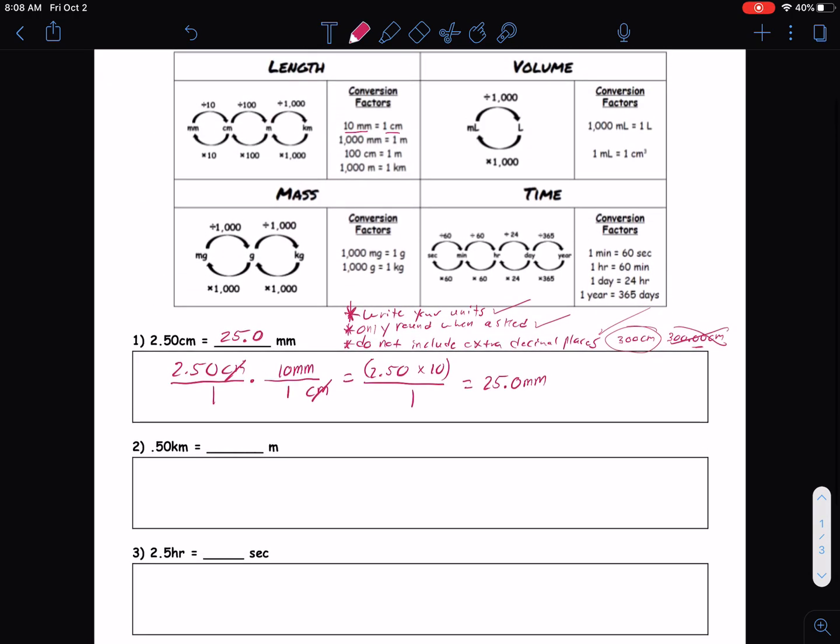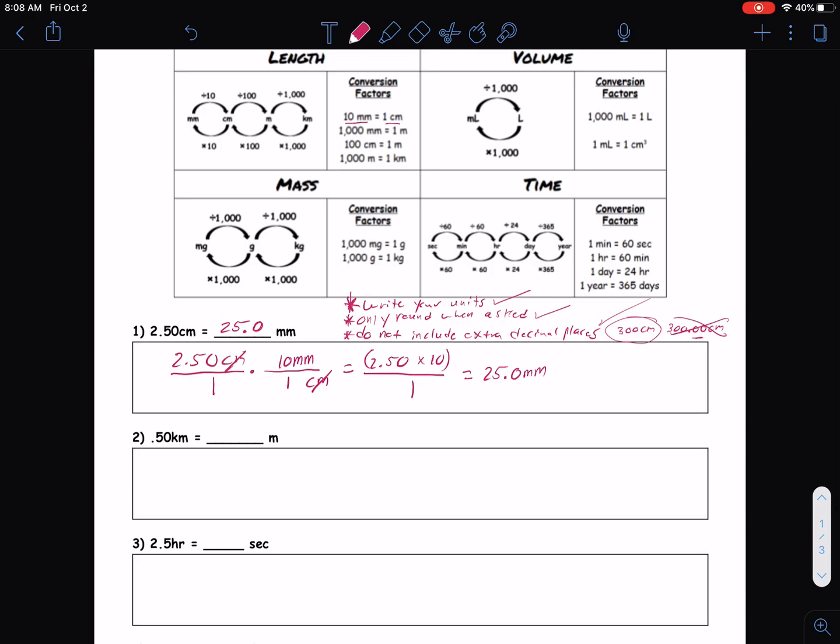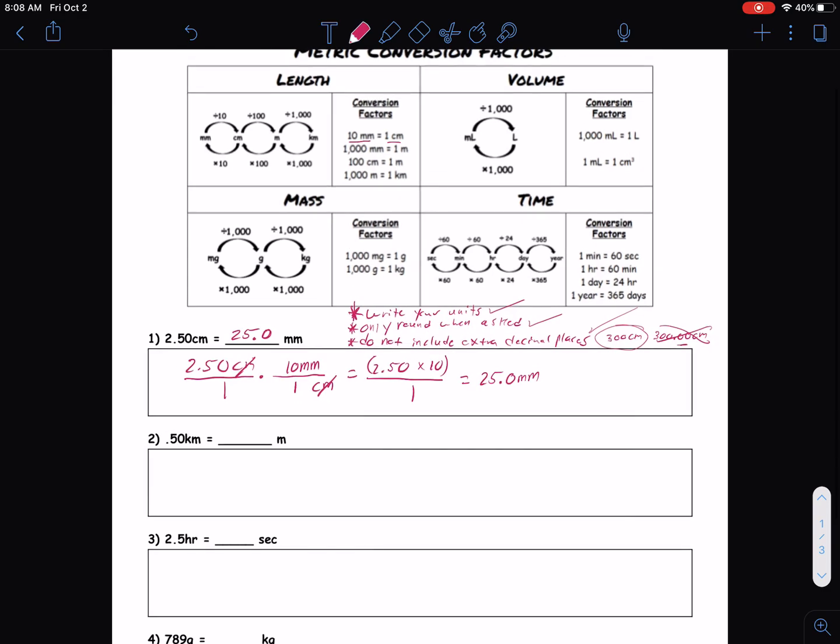Let's move on to number 2 now. Number 2, I want you to solve number 2. This will come out to an answer of 500 meters. And you're going to get that by 0.50 kilometers, set it over 1.